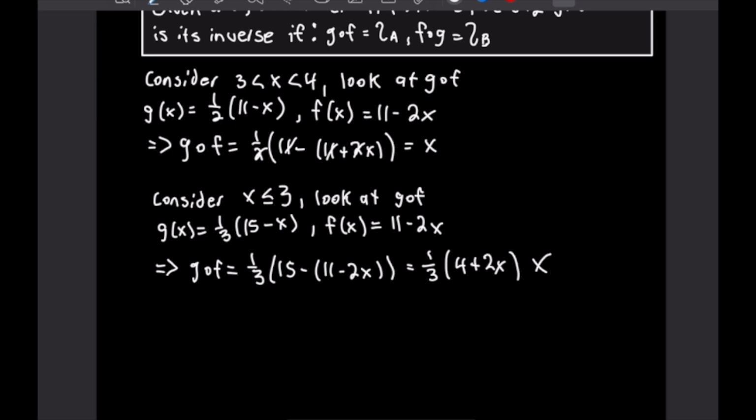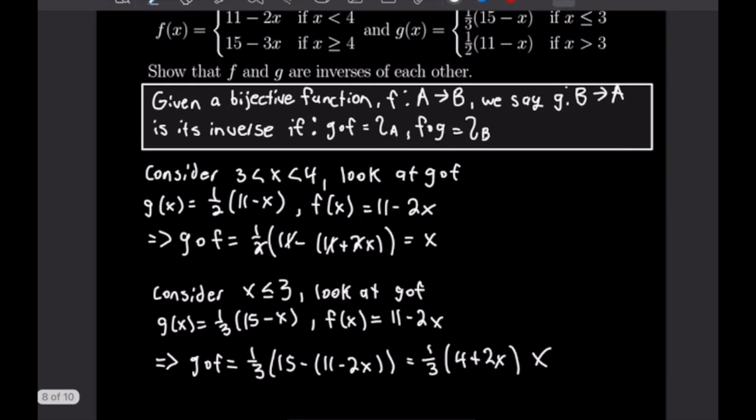And we can see that that is no good, as this will not give us an x, which means we do not have the identity when we compose g with f, in this case with x less than or equal to 3. But that means our function fails our definition for an inverse, and that these two functions are not inverses of each other. Great. So that completes our disproof of these two being inverses. So let's go ahead and get into our next problem.